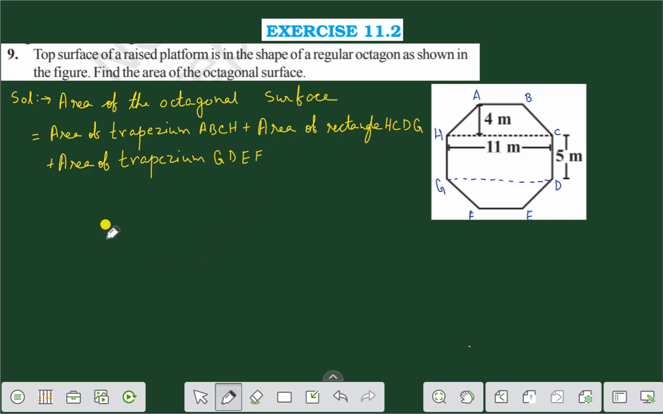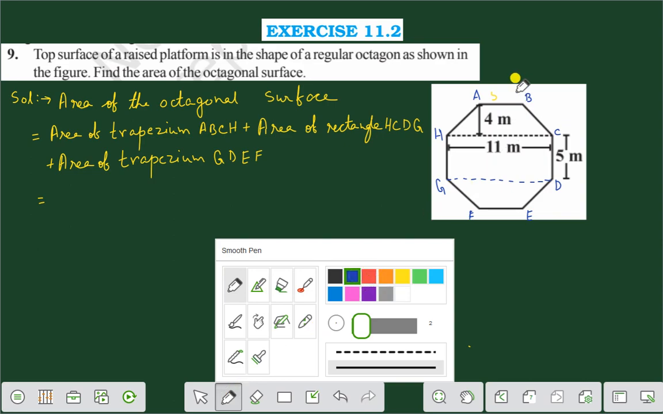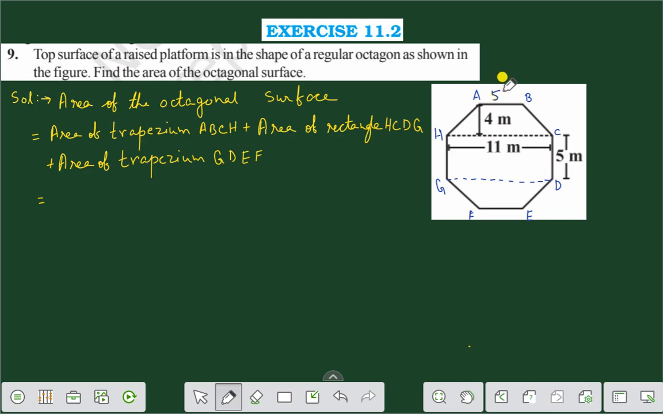Right. We'll find the area of the trapezium ABCH. We know that the area of a trapezium is equal to half into the sum of the parallel sides into height. Here, this is a regular octagon, so this side is also 5 meter, this is also 5 meter. The height is the same, that is, 4 meter. And this is 11 meter.